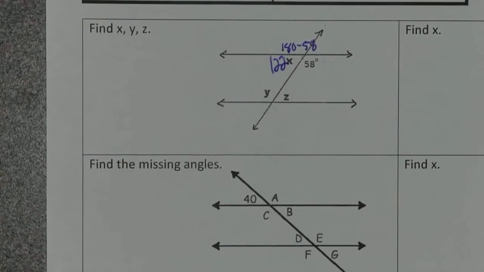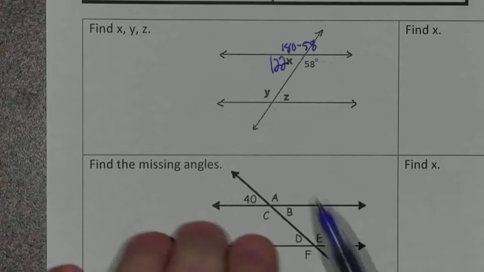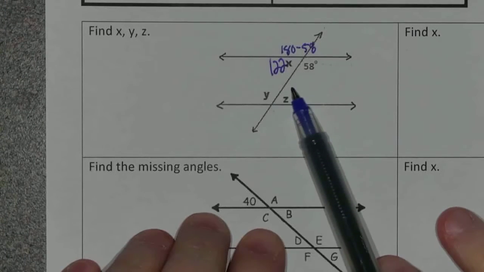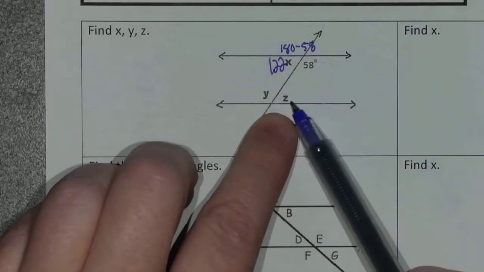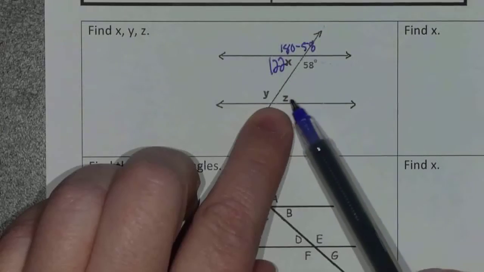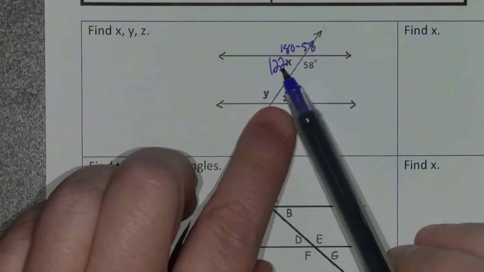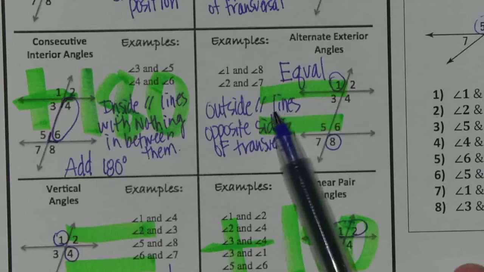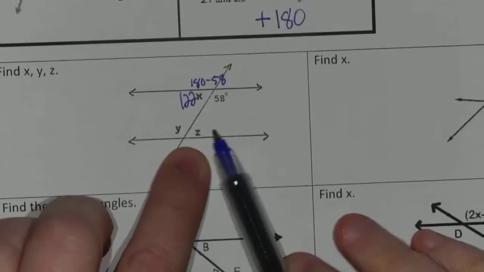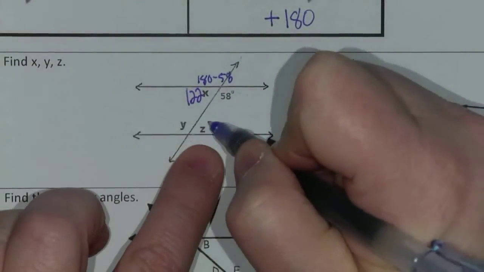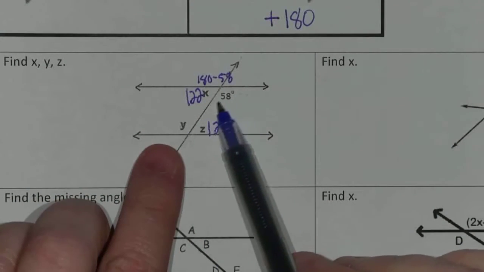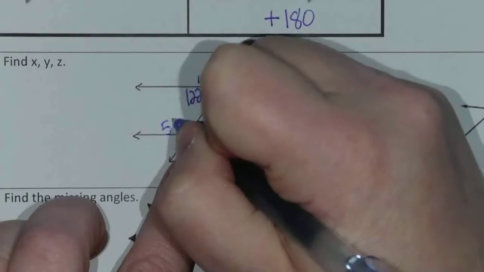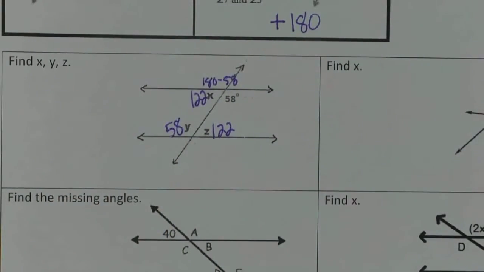Okay, if x is 122, what else can you find out? Anybody remember a new rule we just figured out about inside parallel lines on opposite sides of the transversal? Those would be called alternate interior angles. If you go up and look at alternate interior angles, what do you know about them? They're equal, so what's z got to be? Yep. And with that same rule, what's y going to be? 58. You could have also subtracted that again from 180 to find that relationship, but we didn't need to.